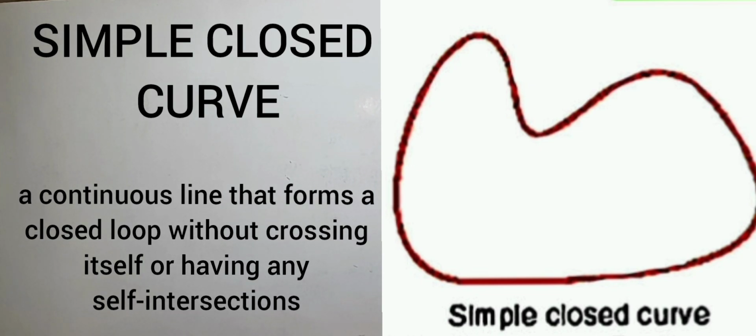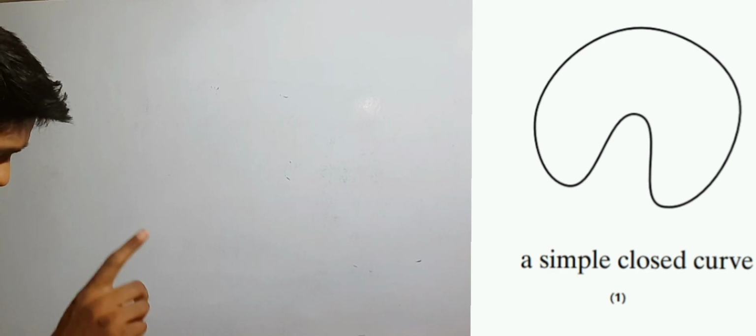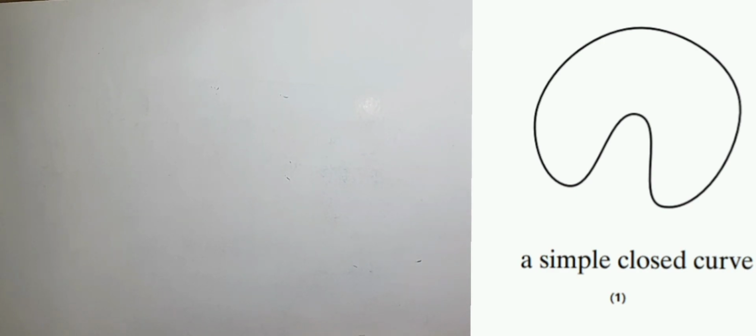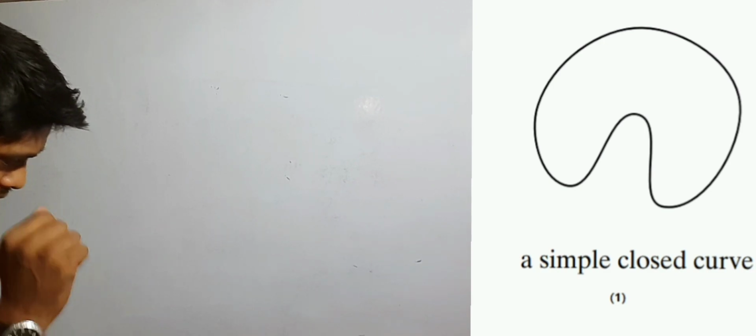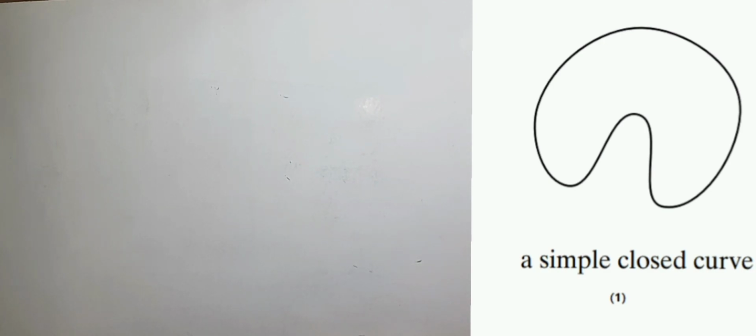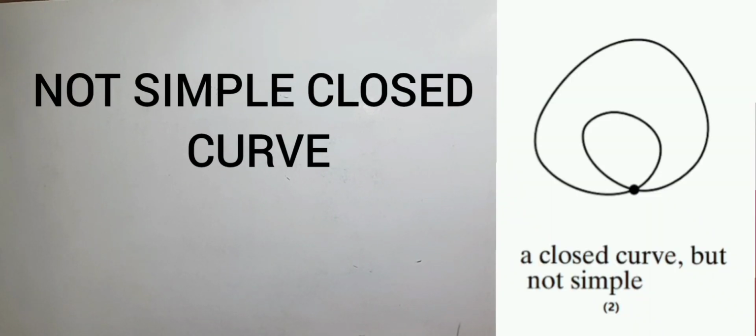First let me read out the question for you. What do you mean by simple closed curve? Then I will explain the difference between these two. A closed curve which passes through a given point only once is a simple closed curve, without crossing. Understand? Or we can say it's a simple closed curve if it does not pass through one point more than once. Let me show you. Before that, we have to understand what is meant by not a simple curve.